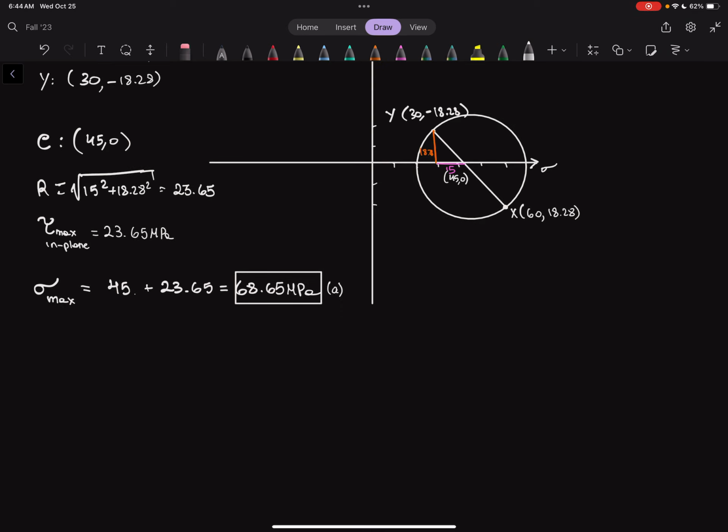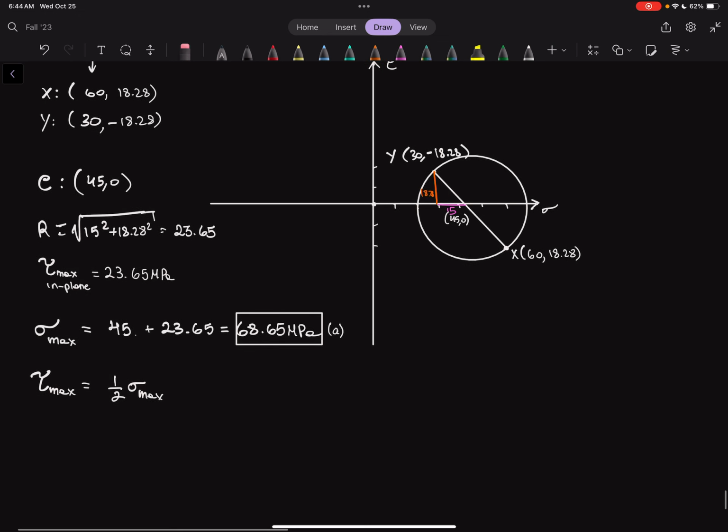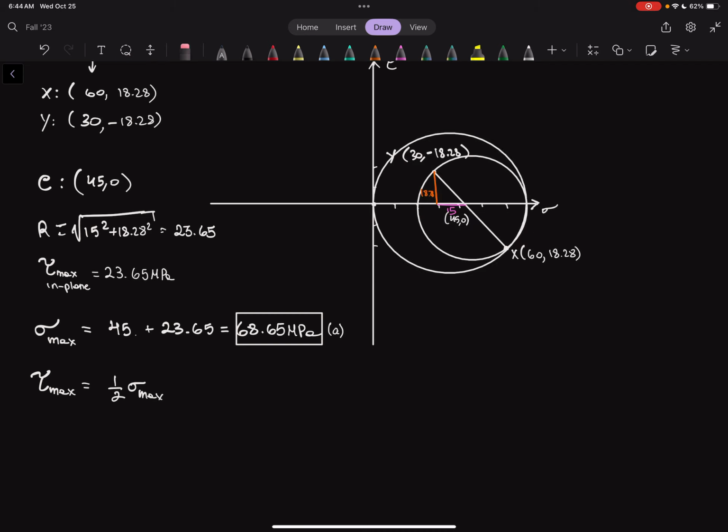Question B is going to be 1/2 sigma max, because we're going to have another circle here due to the fact that there's zero stress on the outside. And so what is that going to be? 34.32 megapascals. And that's the answer to question B.